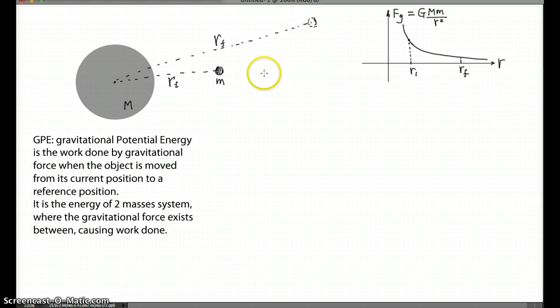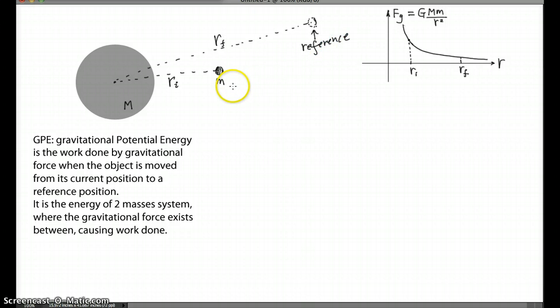So basically, to find out the GPE the m has, you have to calculate how much work will be done by the gravitational force when the m moves from this position to this reference position. Let's label here as a reference.